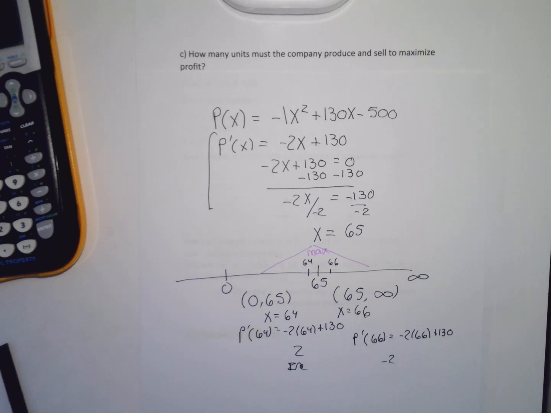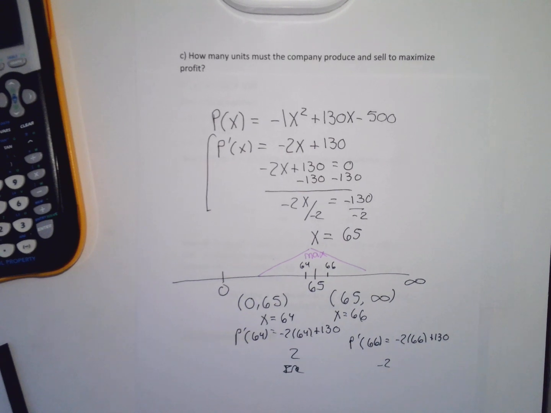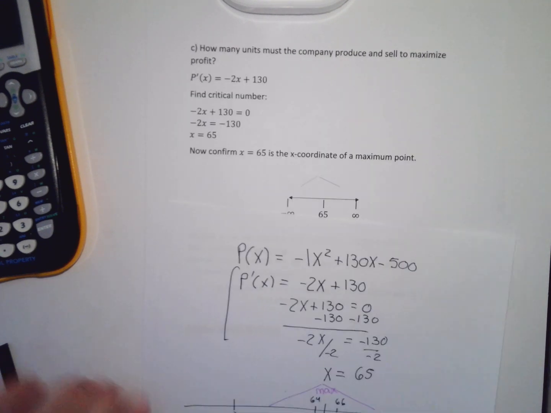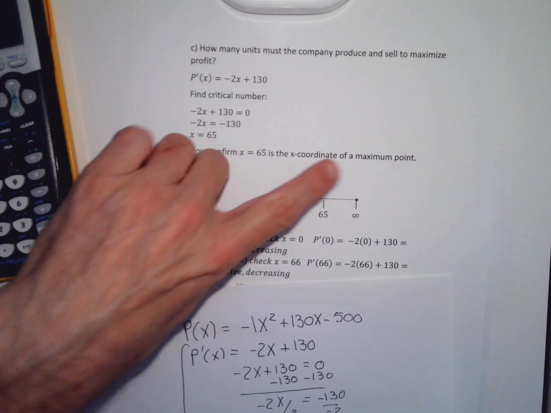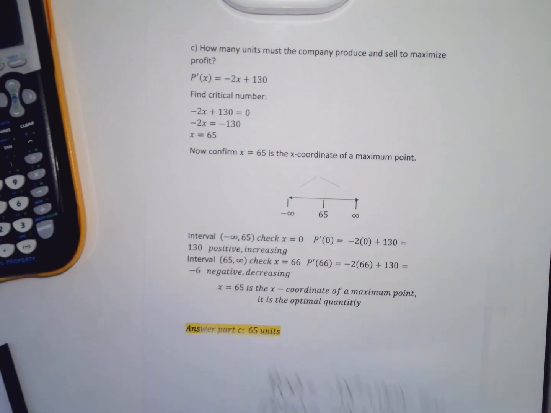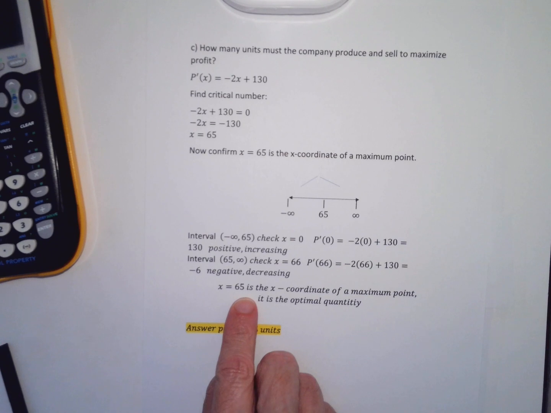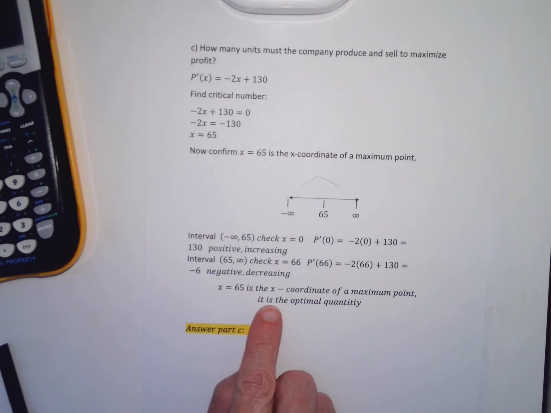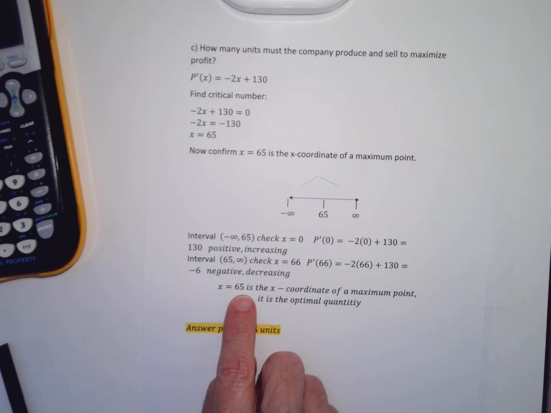So doing the derivative test that I just did, it's going to clue me into that this critical number is in fact the x-coordinate of a maximum point. Now, for this particular function right here, 65 units is going to be the number of units that maximizes profits.